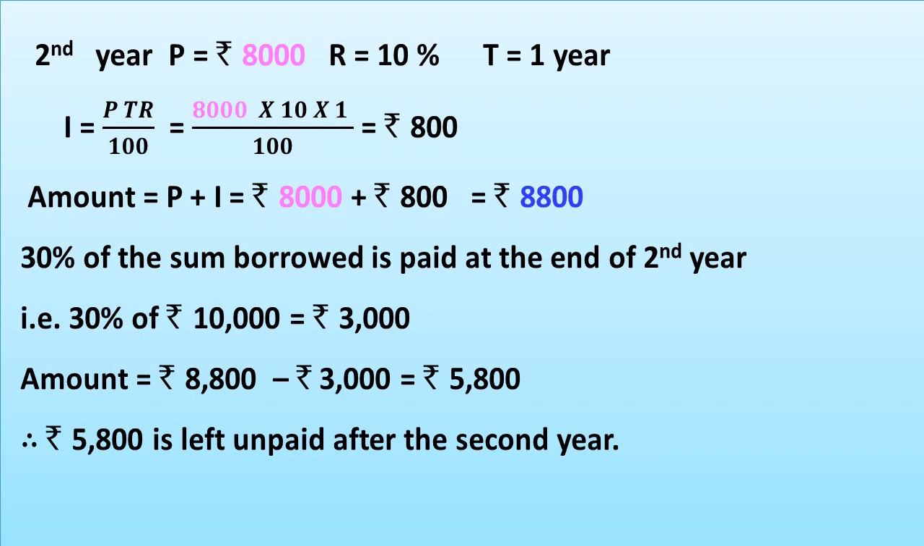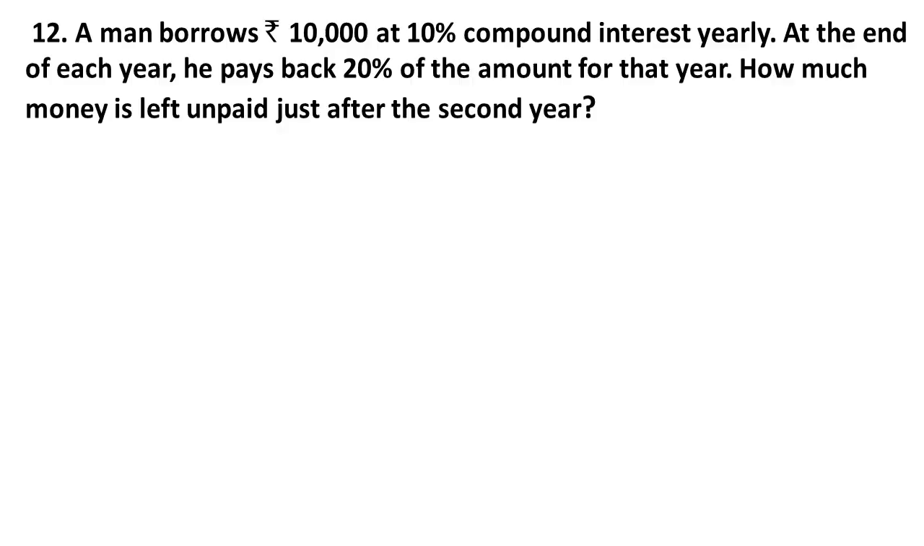Question number 12. A man borrows rupees 10,000 at 10% compound interest yearly. At the end of each year, he pays back 20% of the amount for that year. How much money is left unpaid after the second year? Just underline this sentence, children. At the end of each year, he pays back 20% of the amount for that year. In the previous problem, just underline the sentence.